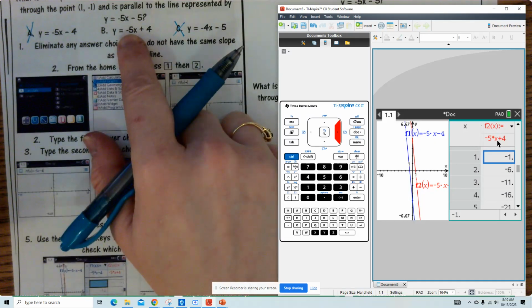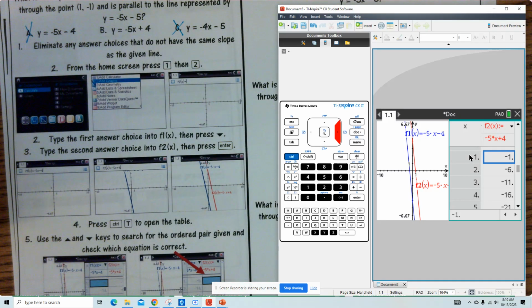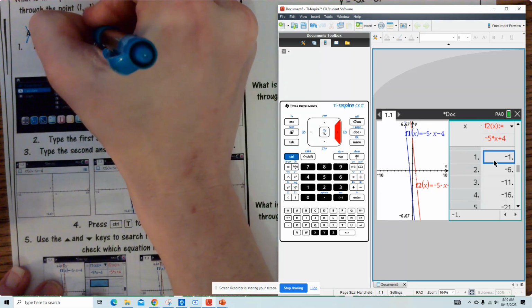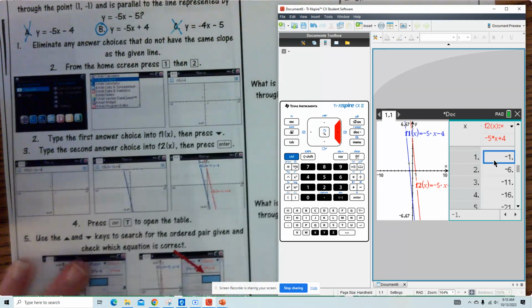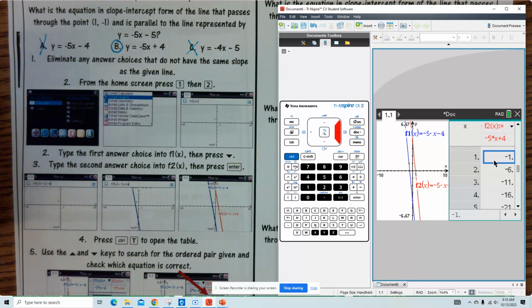-5x plus 4. That's the second one we typed in, and that's color-coded. That one has the right ordered pair. X is 1, Y is -1. So if they give you multiple choice, all you got to know is the slope is the same, and your calculator will do everything else for you.